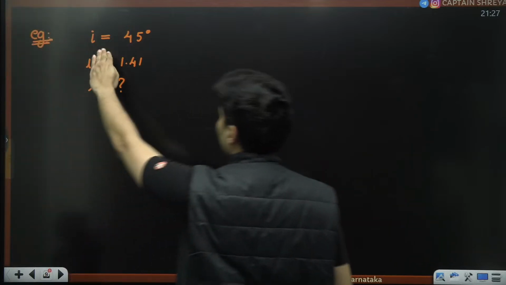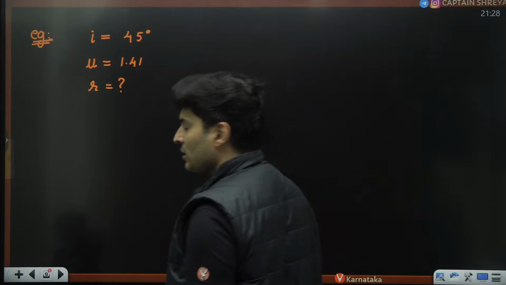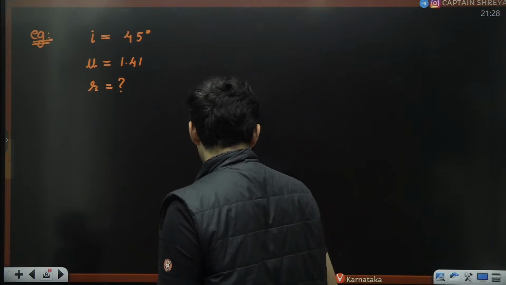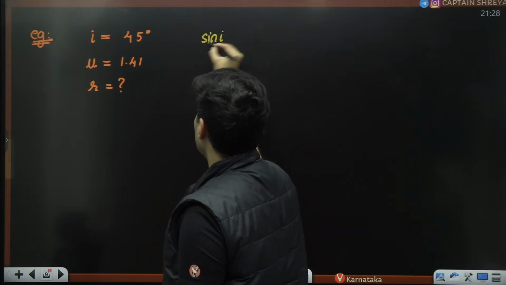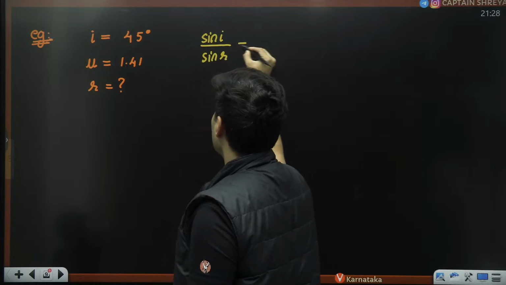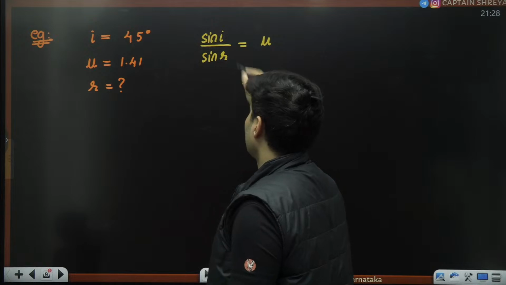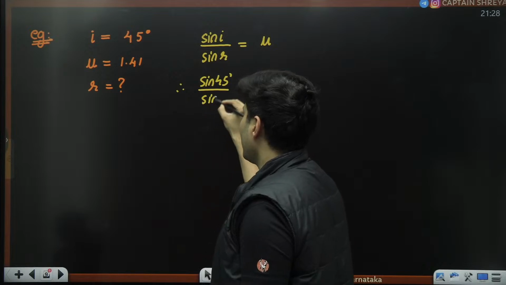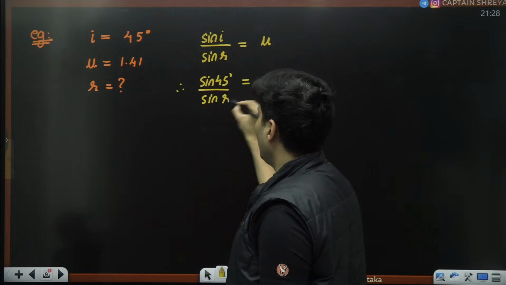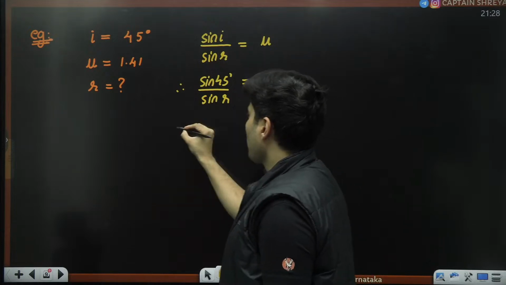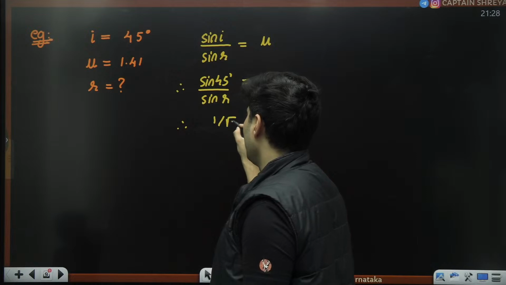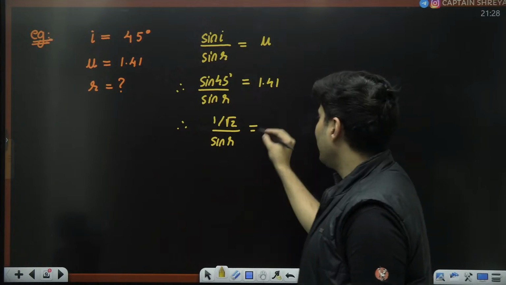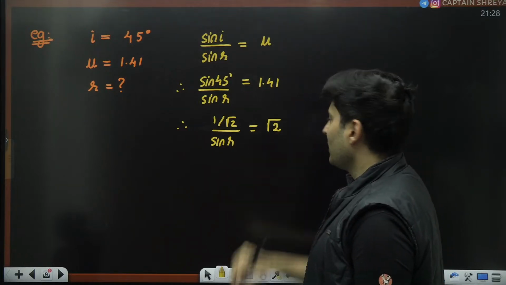Since the incident angle and refractive index are given and the angle of refraction has to be found, I will most likely use Snell's law. According to Snell's law, sine of angle of incidence upon sine of angle of refraction should be the refractive index. So sine of 45 degrees upon sine r is 1.41. What is sine 45? That is 1 by root 2. And 1.41 is nothing but root 2.